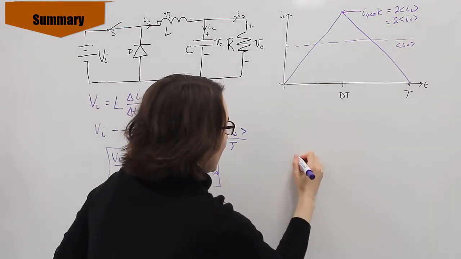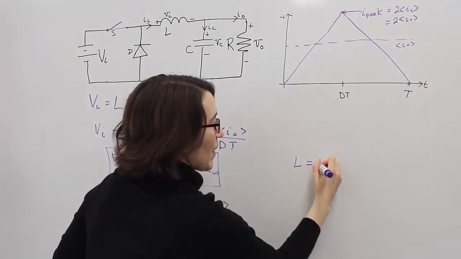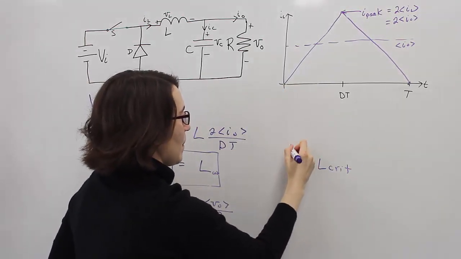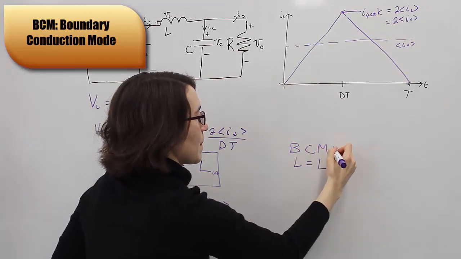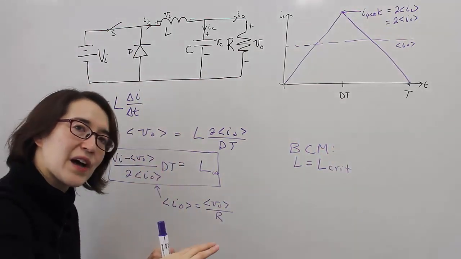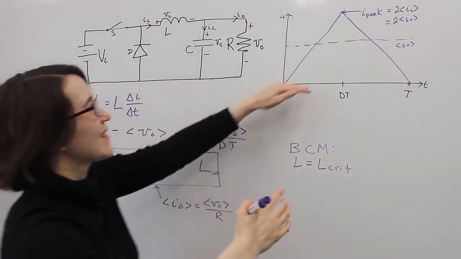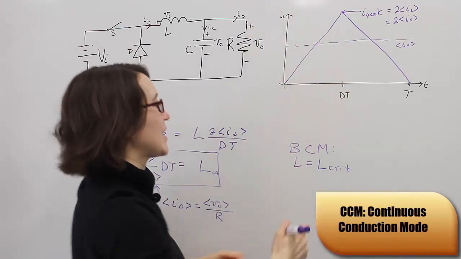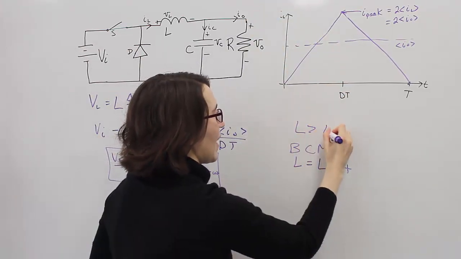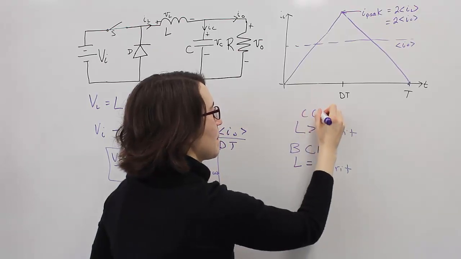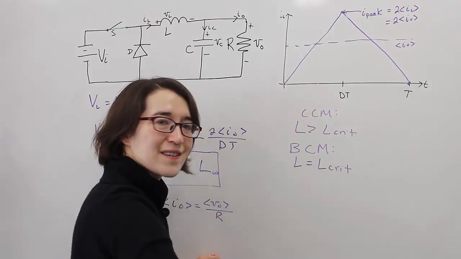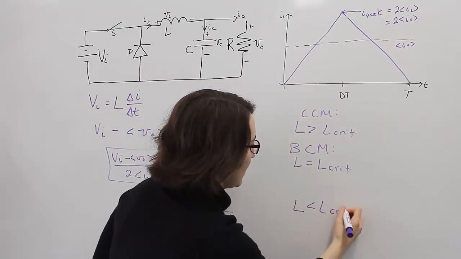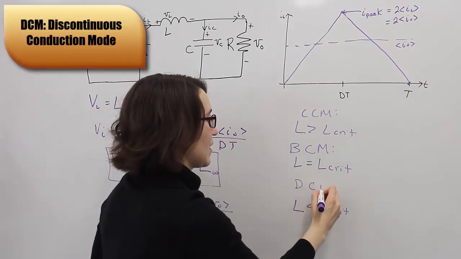If the inductance value that you choose is equal to L crit, as we just showed here, it's operating in boundary conduction mode, BCM. If we choose an inductor value that's higher, this is going to lift off, it's not going to touch 0, it's actually going to be in CCM, continuous conduction mode. So if L is greater than L crit, you're in CCM. And conversely, if you pick an inductance value that's lower than L crit, you will be in discontinuous conduction mode.